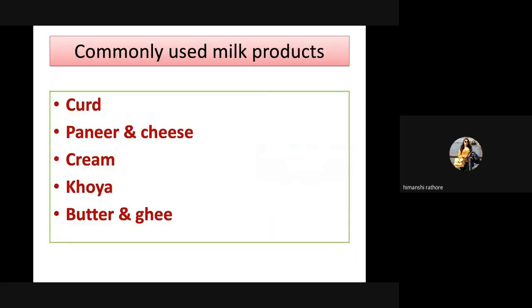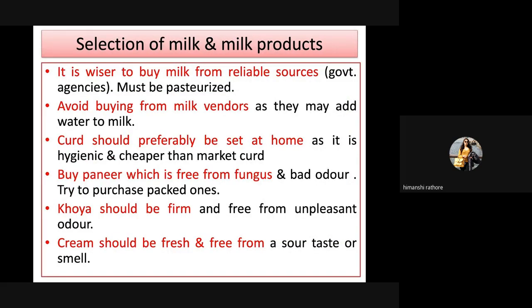Now moving forward, the commonly used milk products, as I told you, are curd, cottage cheese, cream, khoa, and butter and ghee. These are the commonly consumed milk products in India. You can note down the points you have to keep in mind while selecting milk and milk products. It is always wiser to buy milk from reliable sources like some agencies. It must be pasteurized, as I told you, because pasteurization kills the microbes which are harmful for our health, first of all, and then it increases the shelf life also. It avoids the growth of any kind of microorganisms.